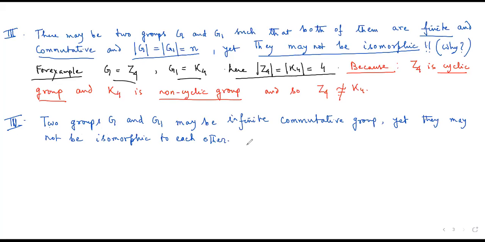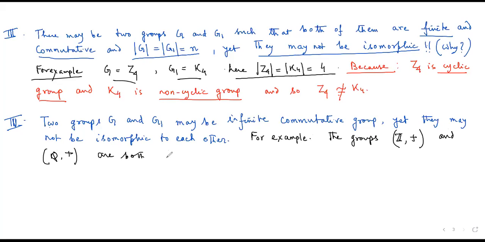Let me show you an example. For example, I can consider the groups, suppose Z plus. Z is the set of all integers, plus is the usual addition operation, and Q plus. Q is the set of rational numbers, plus is the usual operation of addition. Both are infinite commutative groups, or infinite abelian groups. Okay?